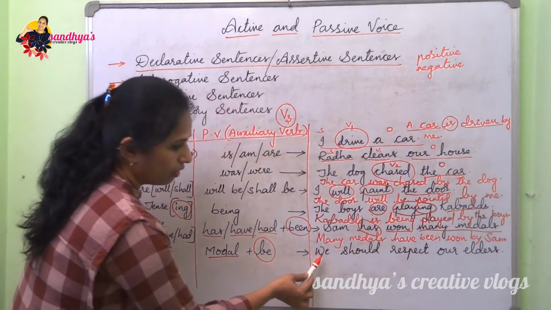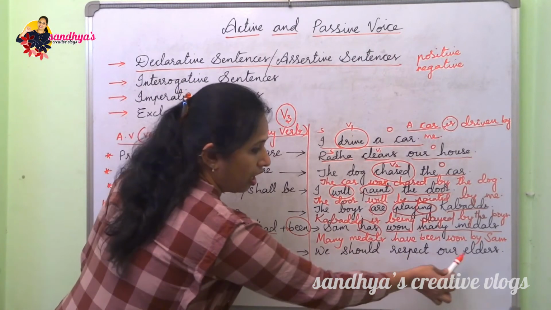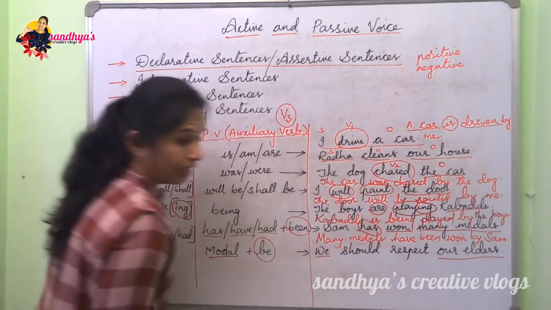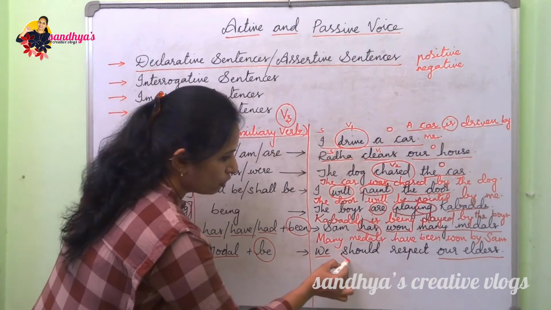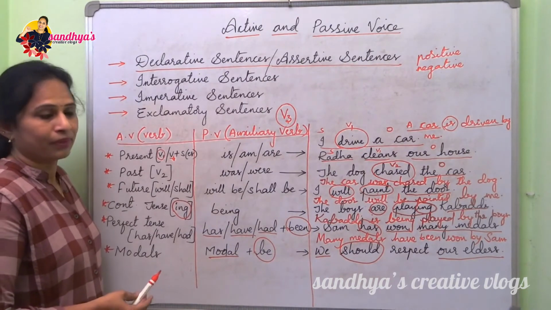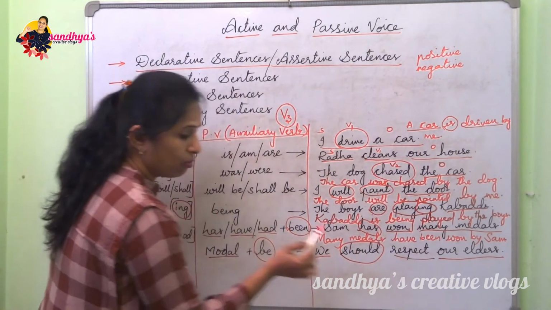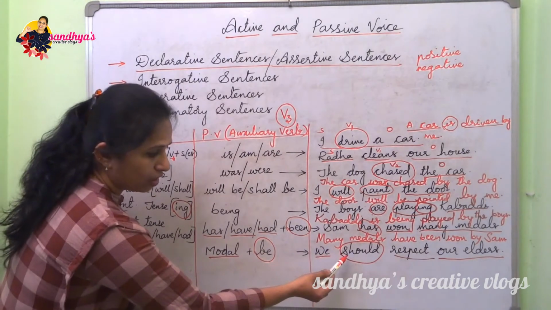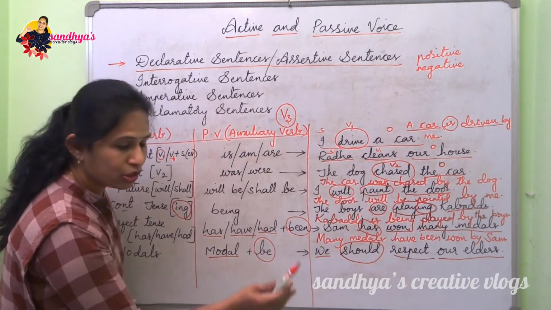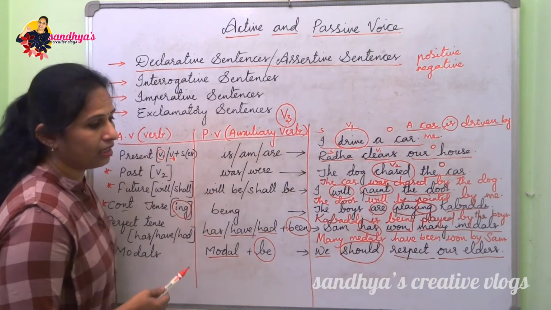Just see, we should respect our elders. Now we is the subject, our elders is the object. Now, should respect: this should is the modal auxiliary verb. This is the main verb and this is the modal auxiliary. Now what are you supposed to do? You are not supposed to change this should. Keep that should as it is and apply be next to it.